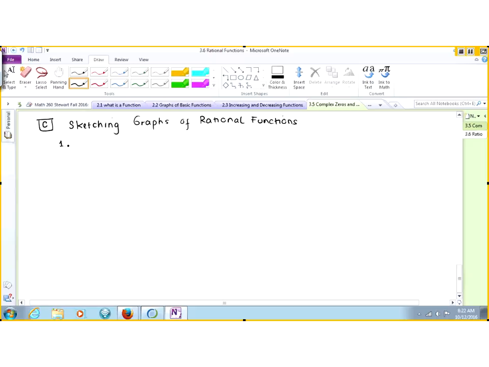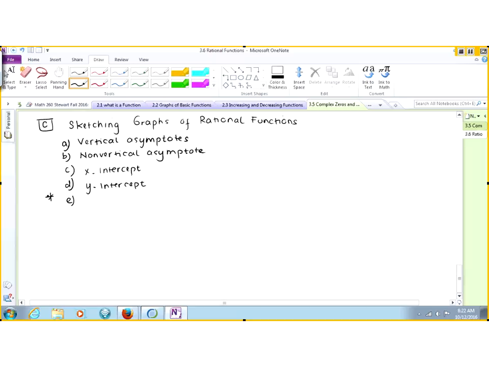So what do you think we need to sketch? So one is vertical asymptote. And then B, non-vertical asymptote. So always the question will ask you, given this function, what are the vertical asymptotes, non-vertical asymptotes? C, x-intercept. D, y-intercept. All right. And then E, this is important.